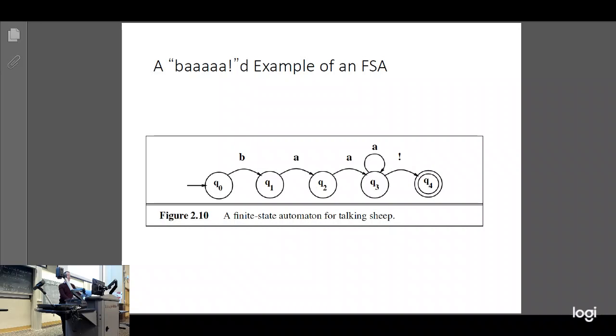What about BAA? Why is BAA bad? Why can't we do BAA? Yes? It ends up in like a rejecting state. You have to reach like the Q4 in order for it to be accepted. Yeah, we have to be in an accepting state, a final state, in order for it to work. So that's all there is really to finite state automata. I mean, we can prove all sorts of interesting things about them, but that's what you need to understand about them in order to pass this class.